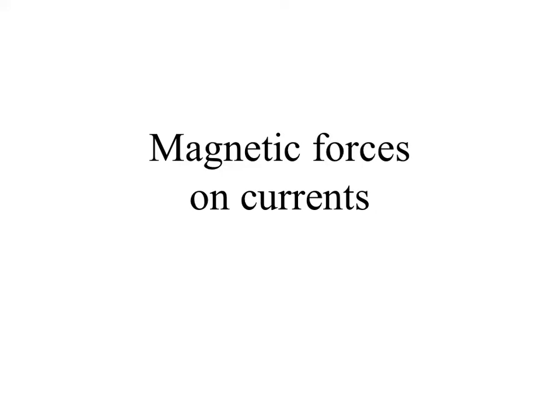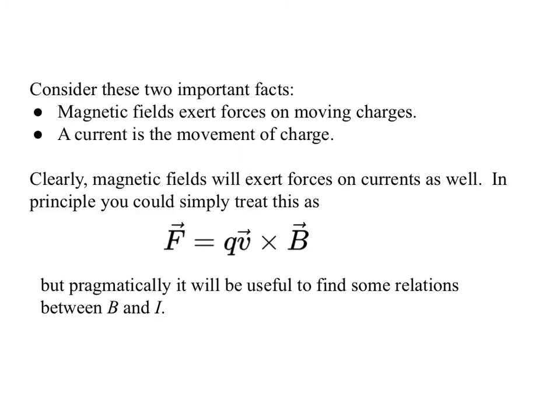Having talked about magnetic forces on moving charges, we naturally lead into magnetic forces on currents. Consider these two important facts. Magnetic fields exert forces on moving charges, and a current is the movement of charge. So clearly, magnetic fields will exert forces on currents as well. In principle, you could simply treat this using F equals QV cross B, in other words, just figure out how much charge is moving in the current. But pragmatically, it will be useful to find some relations between the magnetic field and the current itself directly.